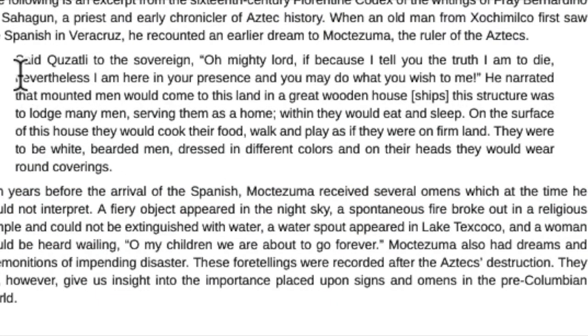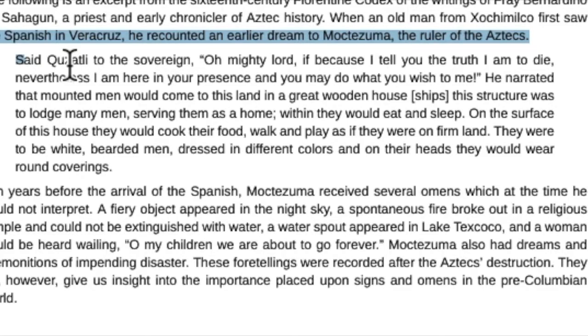Okay, so here we say, said Quetzalcoatl to the sovereign, and so on. O mighty Lord, if because I tell you the truth I am to die, nevertheless I am here in your presence, and you may do what you wish to me. He narrated the mountain men would come to this land in a great wooden house, ships. This structure was to lodge many men, serving them as a home. Within they would eat and sleep. On the surface of this house they would cook their food, walk and play as if they were on firm land.